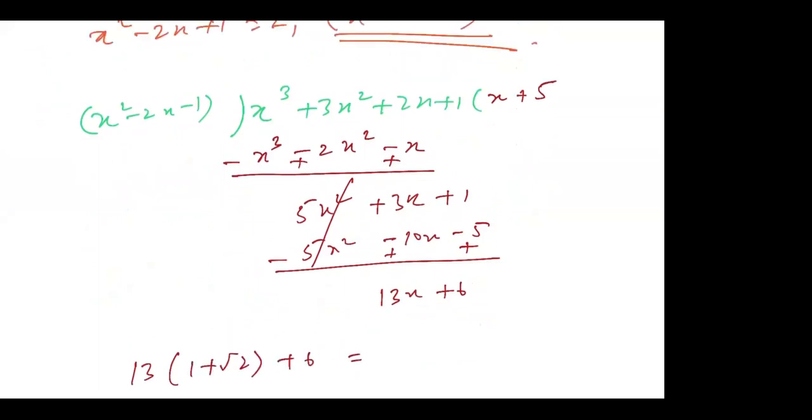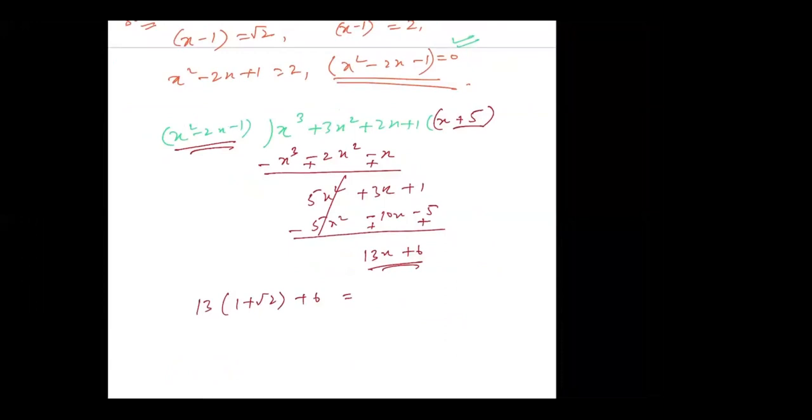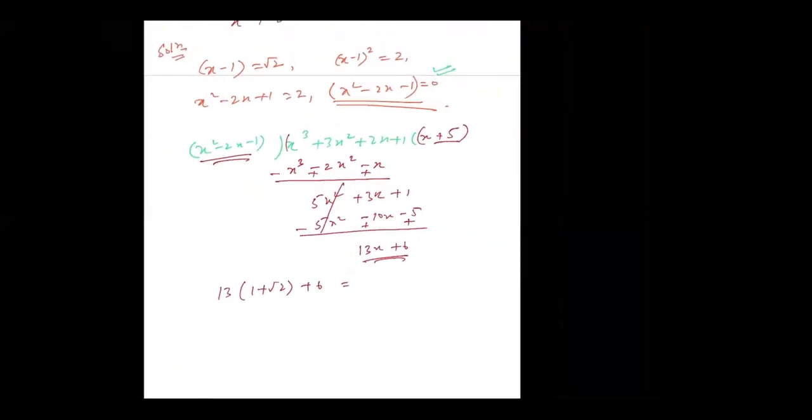Right? So this into this plus this is the answer. I guess you are understanding what is actually going on. The quantity we have to find is equal to this into this quotient plus the remainder, right? And the remainder is 13x plus 6, which is 13 plus 6, 19 plus 13 root 2. Something like this.